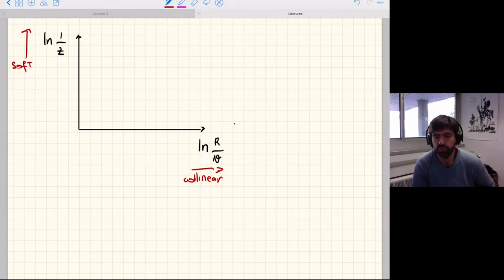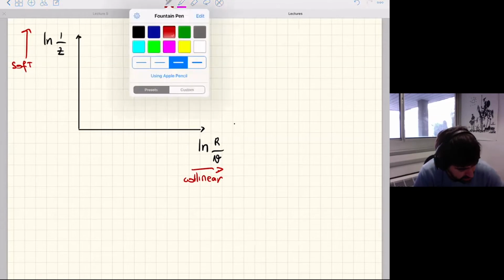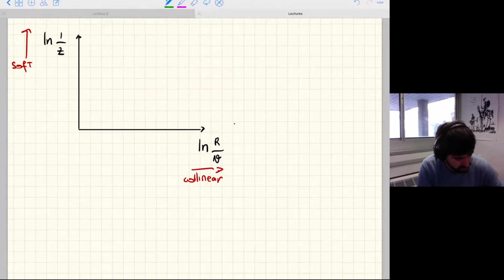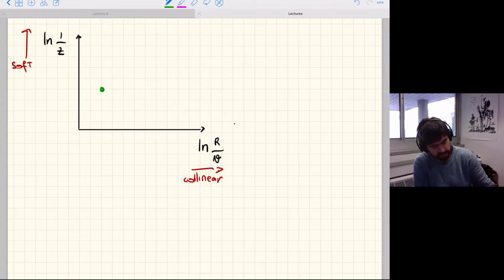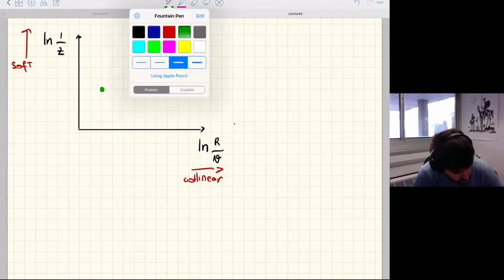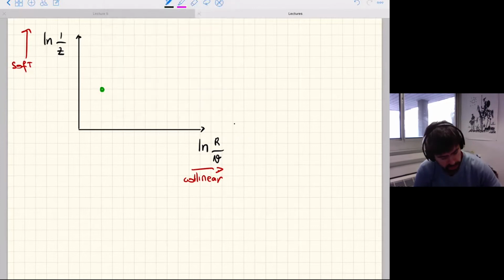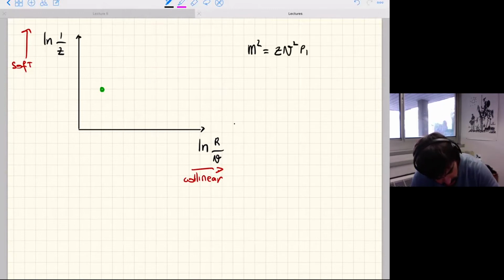So what is the jet mass? Let's imagine we have an emission here. So we have an emission in our jet, and the emission is characterized by some angular distance with respect to the jet axis, or the hard parton if you want, and some momentum fraction z. What does the jet mass look like in this plane? Remember, in the soft and collinear limit, the jet mass, I'm going to drop the subscript j because I'm a bit lazy, looks like z theta squared pt squared.